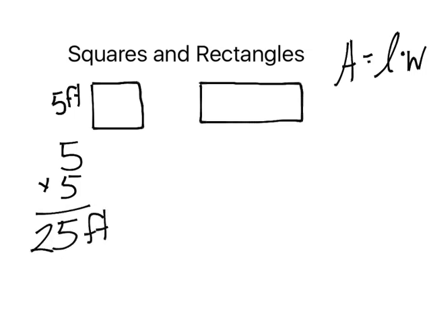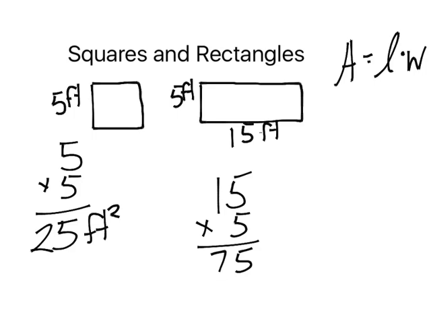Make sure we put the label feet squared, because we're looking for how many little square feet can fit inside of that square. And for a rectangle, same thing. Let's say we have width of 5 feet, length of 15. We would do 15 times 5. And include our label. They're the most basic of the polygon shapes. They're the easiest to find, at least in my opinion.